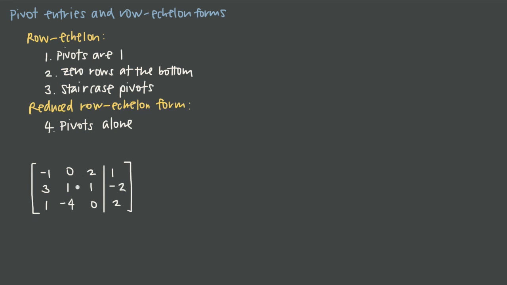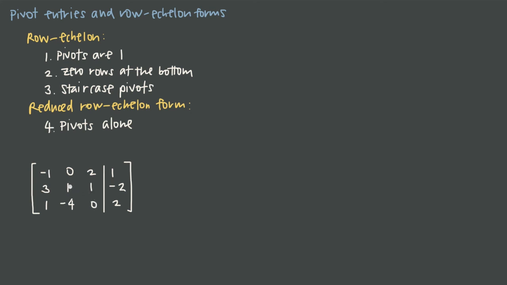So the pivot is the first non-zero entry in each row of the matrix. To get the matrix into row echelon form, we need all of the pivots to be 1. We also need the pivot entries to follow a staircase pattern. So here, as the matrix stands right now, all of the pivots are in the first column.